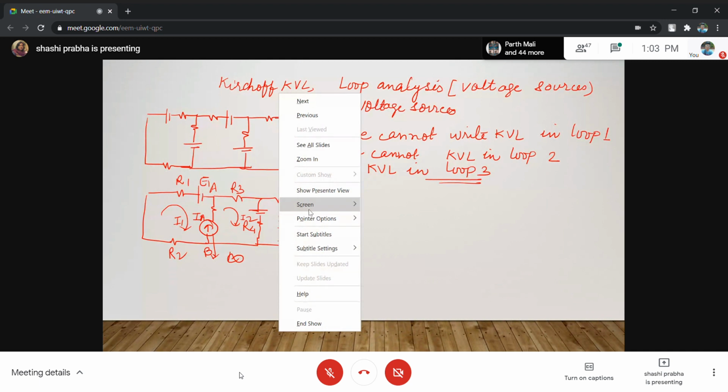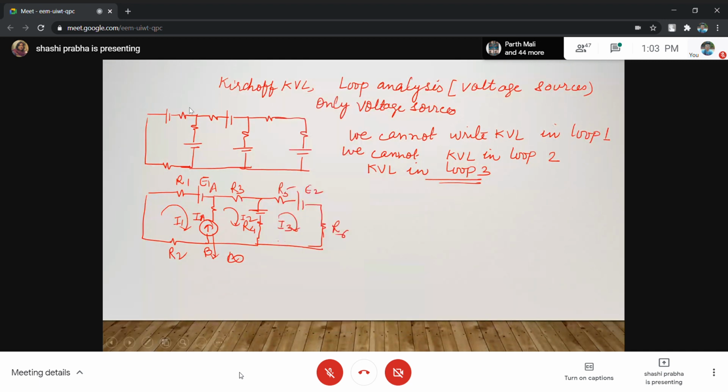We cannot write an equation in the loop which has a current source. Here only voltage sources are there, so it is possible to write the equation. Here we can write the equation, but you cannot write the equation in the second loop. इसमें हम equation नहीं लिख सकते.